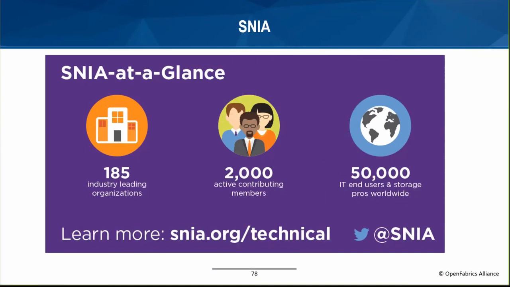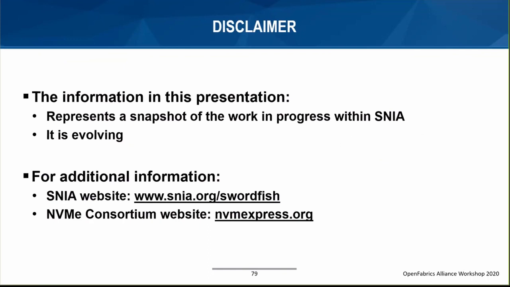And the next slide. I want to point out that this is a snapshot. The work that we're talking about in the discussion today is a snapshot of the work that's going on within SNIA. It's evolving. We're hoping to get material published and out by the end of this quarter, and there will be more presentations to discuss the work that's going on. For more information on SNIA, you can go to the SNIA website or to the NVMe Consortium website. Next slide.